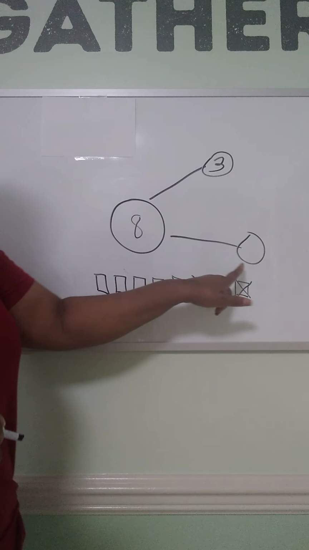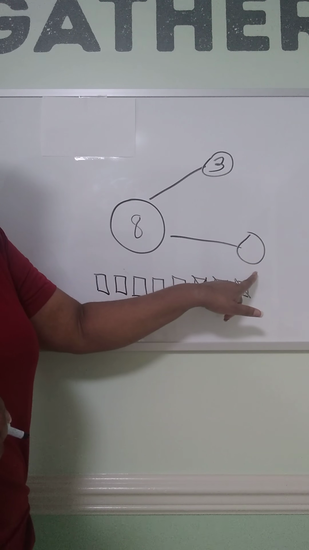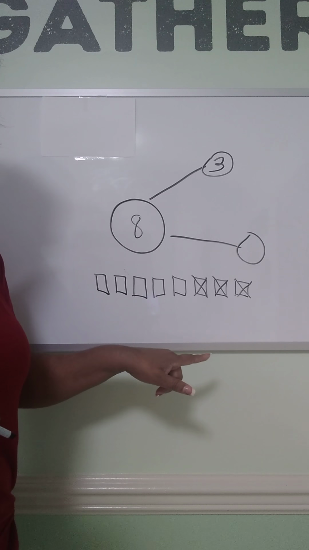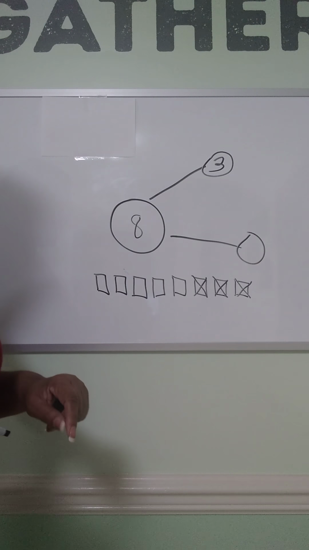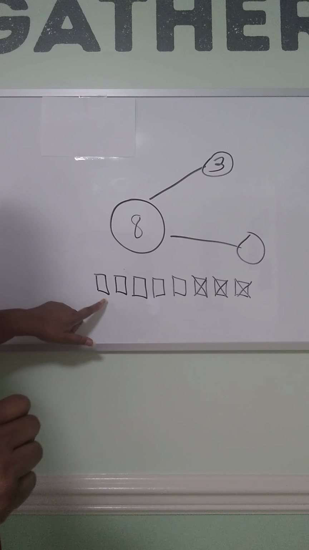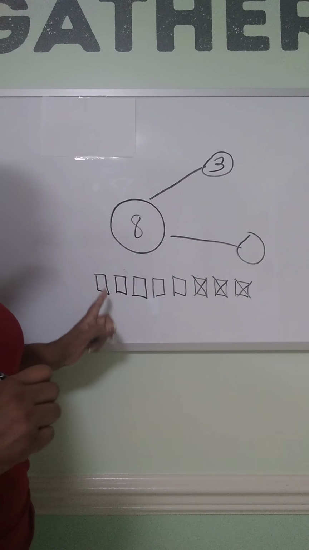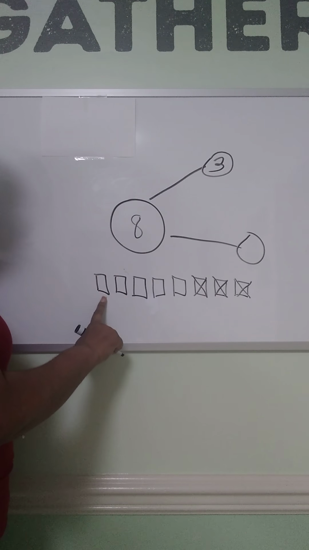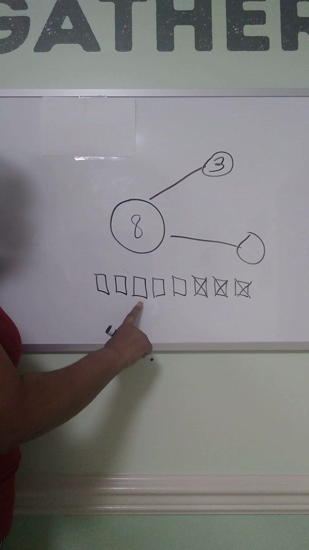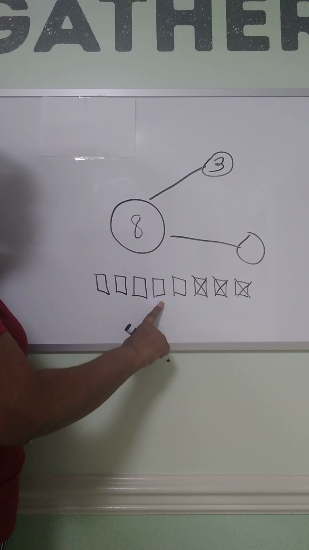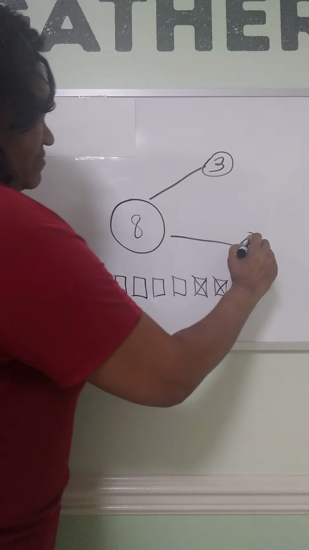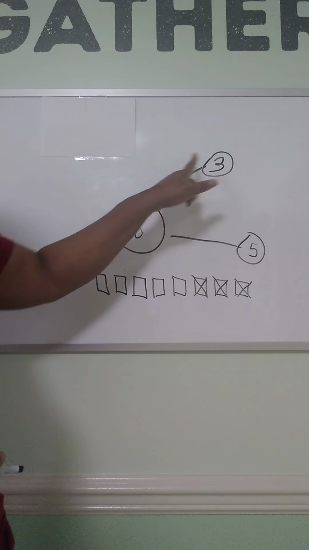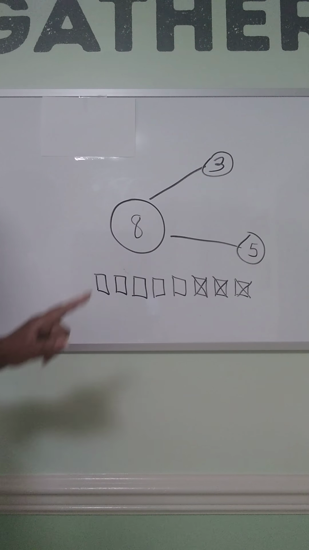So now we have to figure out what goes in the second, in the bottom circle. Okay? So now we have to figure out how many squares we have left. So let's count. 1, 2, 3, 4. There it is. Now we have all of our circles completed.